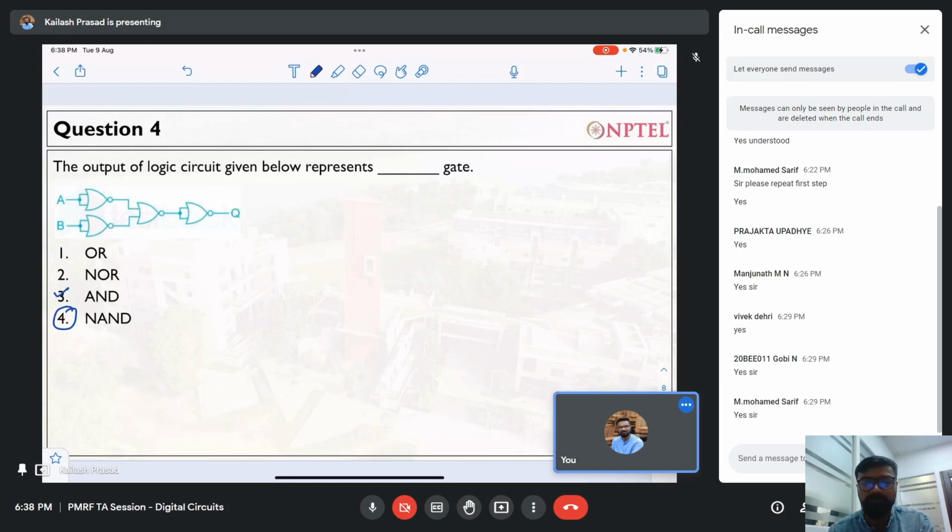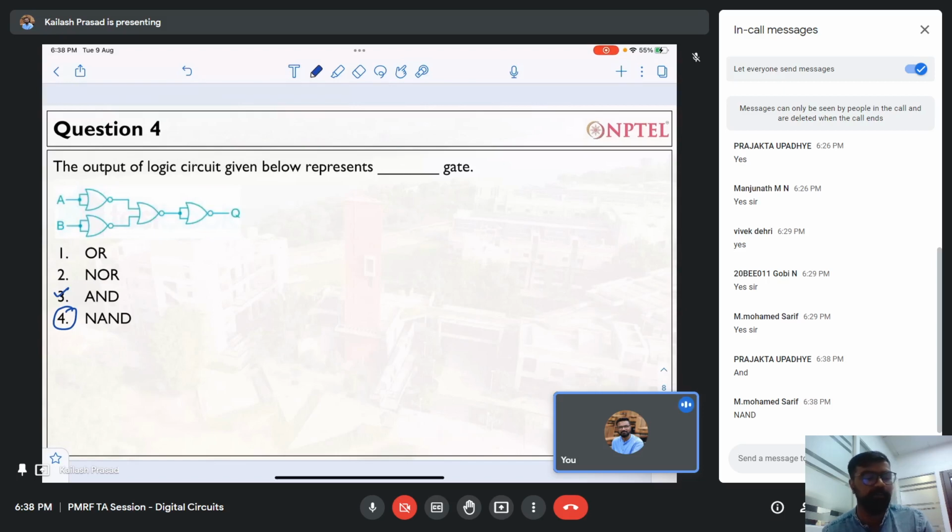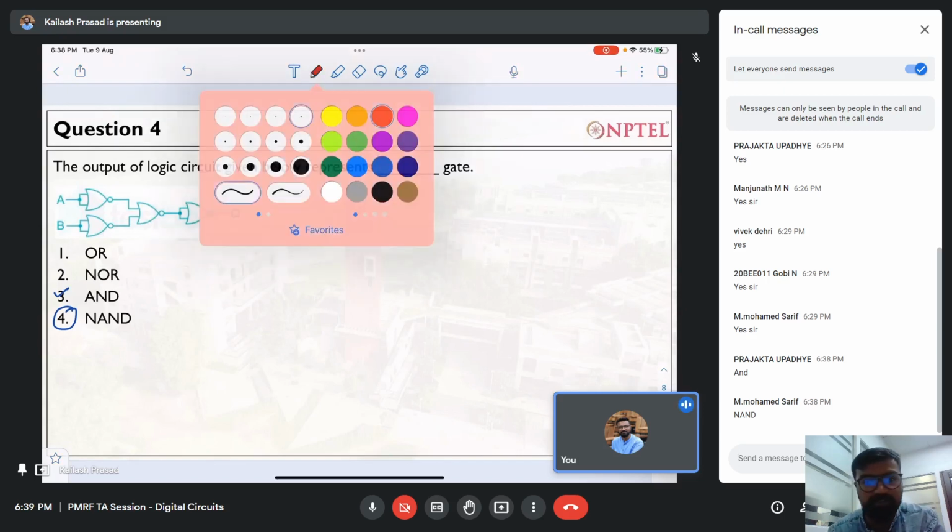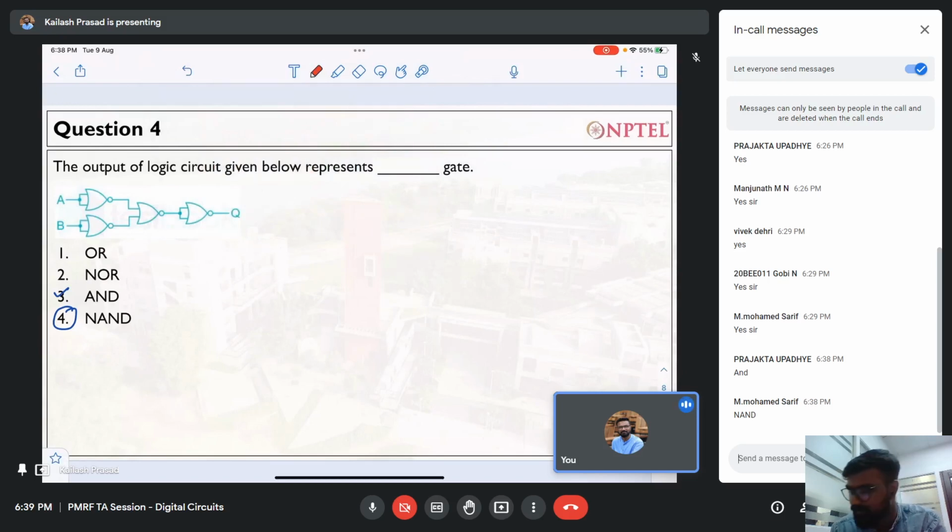What about other people? If you can just comment on the chat, that's fine. I won't judge you. Don't worry. You should answer, so that the concepts will be clear. From Mohammed, I have seen it's NAND. This session is to make sure that you understand whatever has been taught in class. So let's see what it will be. Okay, let's start and understand what gate it will be.